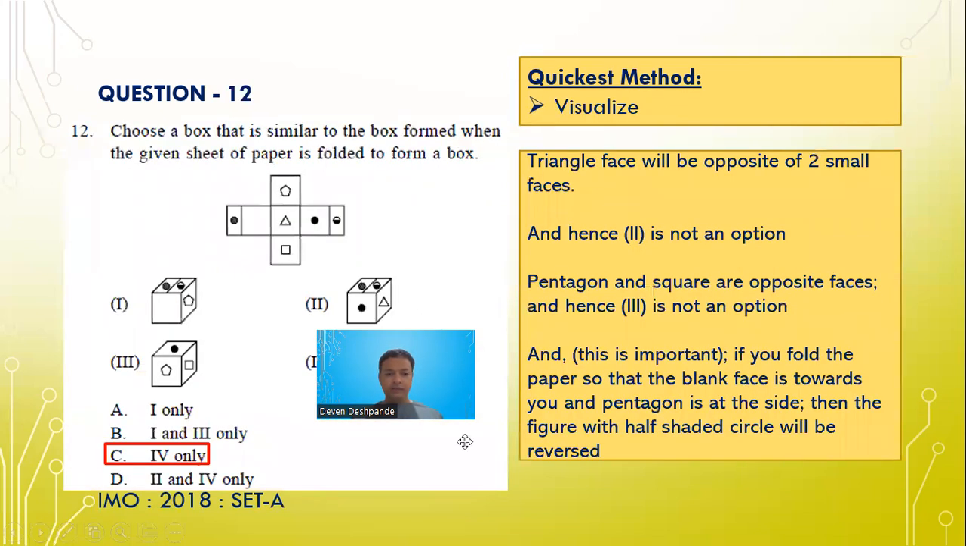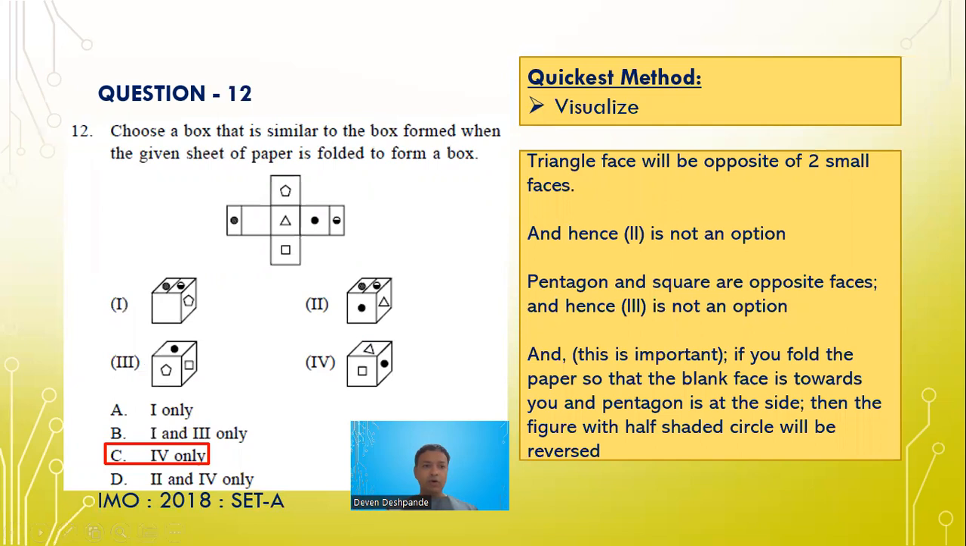Okay, next one. Choose a box that is similar to the box formed when the given sheet of paper is folded to form a box. Visualize: the triangle face will be opposite to the two small faces, isn't it? When you fold the box, if these two small faces are at the top, the triangle face will be at the bottom. So option 2 definitely is not the correct option.